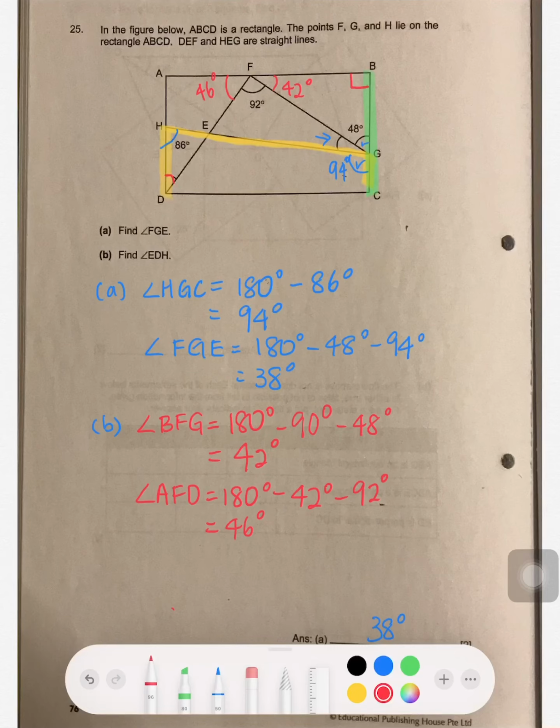Okay, so similarly we can say sum of angles in a triangle add up to 180. So this is the triangle that I'm looking at. Alright, so this is my right angle. I'll just do the last equation, which will be 180 subtract 90 subtract 46, which will give me my final answer of 44 degrees.